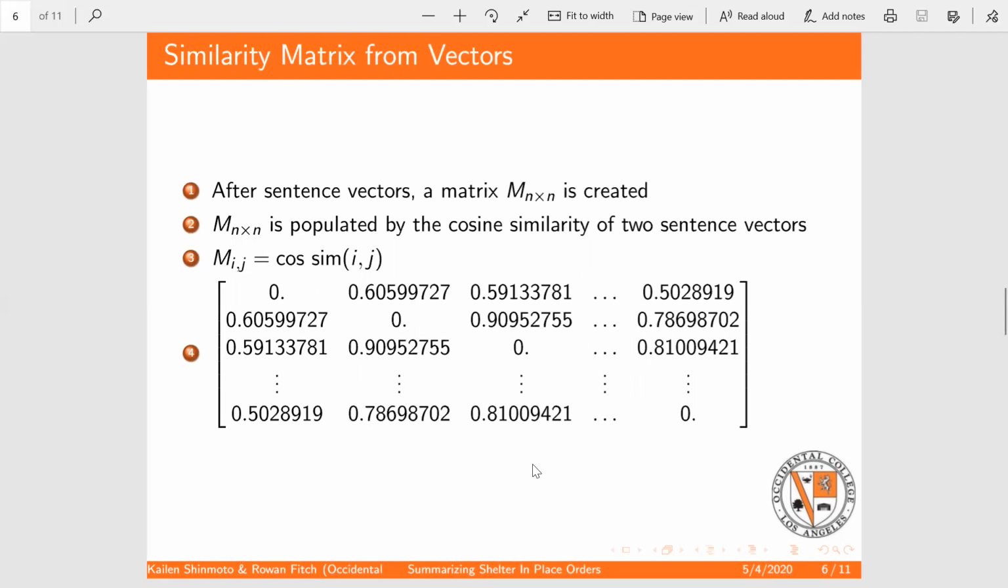So after you compile all those sentence vectors, you create a matrix that's n by n, where n is the number of sentences in the document. And that matrix is populated by the cosine similarity of two sentence vectors. So the matrix at index i, j is equal to the cosine similarity of sentence i and sentence j. And this matrix right here is obviously a lot longer, as you can see by the dots. It's actually the Alabama shelter-in-place order represented as one of these matrices.